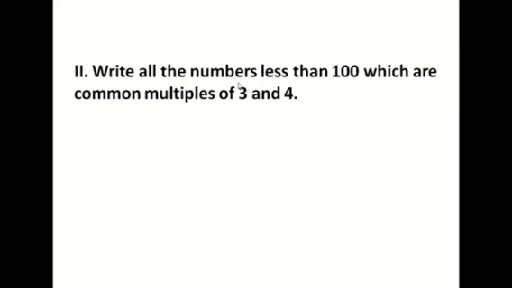Second one, write all the numbers less than 100 which are common multiples of 3 and 4. So you have to find out the multiples of 3 and 4 which are less than 100, then find out the common multiples. I know you all can do.